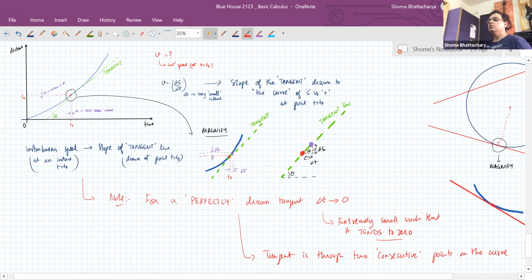So these two points over here, t equal to t0 and t equal to t0 plus delta t, should merge. They should almost become the same. They should almost coincide or overlap. They should be like two, I'm sorry, not two distinct, but two consecutive points on the curve. Then our tangent construction will be perfect.